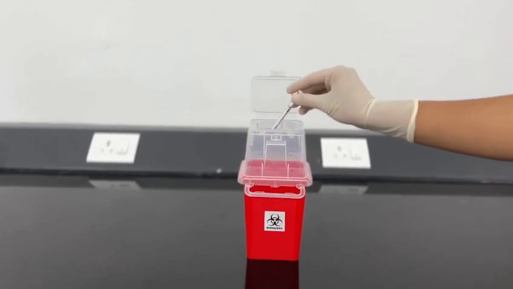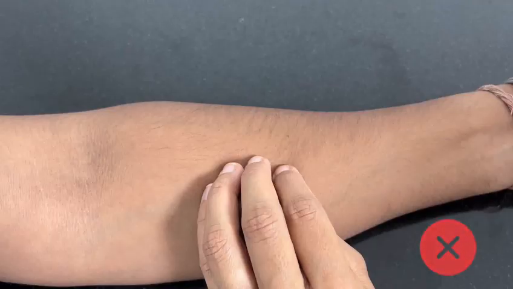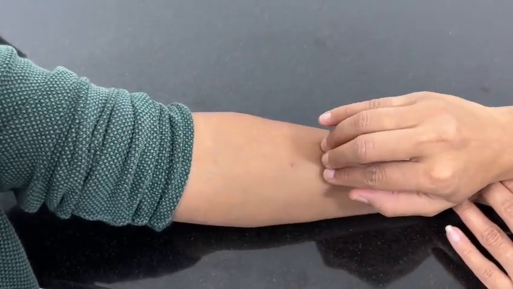Discard the syringe and needle. Record the date, time and site of administration. The patient should be advised not to scratch the site and to wait for 10 to 20 minutes after injection. The patient should be asked to return for a reading of the skin test between 48 to 72 hours after the administration. Induration can be measured by palpatory method.